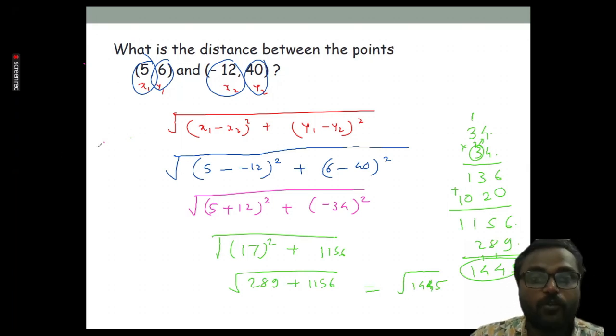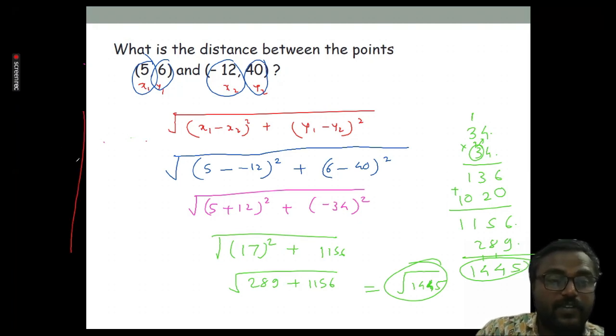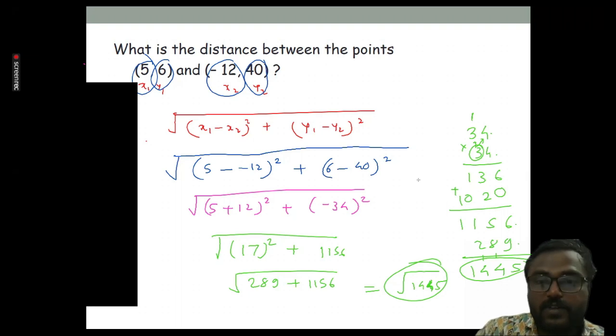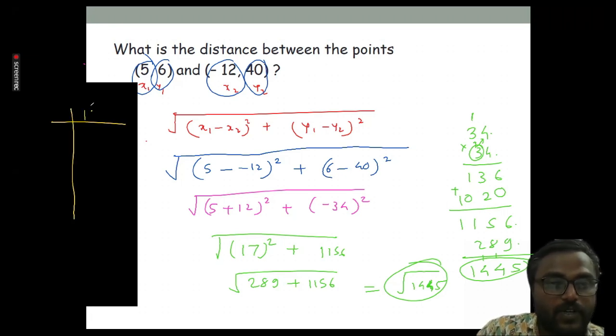If you remember, I have also taught you how to find the square root. We have already got our answer as 1445. We'll try to find the square root of this particular number, if at all it has a perfect square. Let me try the prime factorization method. I'll mark it on the left hand side. We need to find a number which will divide 1445. It should be the least prime number.